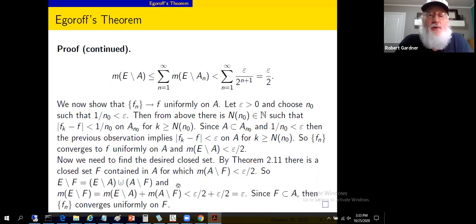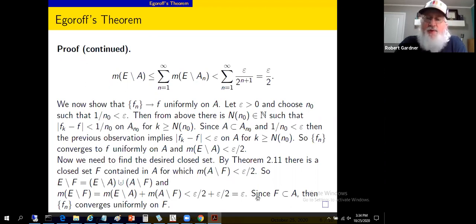And since we've got a disjoint union, the measure of this disjoint union can be written as the sum of the measures. No justification there. It's finite additivity. Measurable sets are finitely additive, so no issues there. We had the measure of E set minus A less than epsilon over 2, that was up here. We had the measure of A set minus F less than epsilon over 2, that was our choice of set F. So we've got the measure of E set minus F less than epsilon as needed, and F is a closed set as needed.